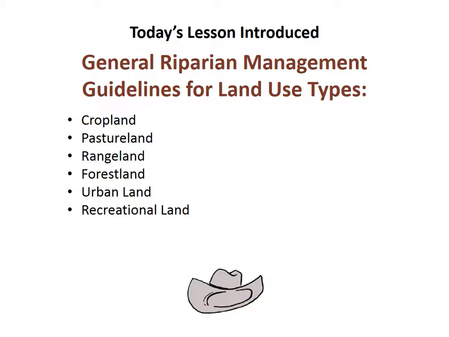Today's lesson introduced general riparian management guidelines for land use types. These land use types included cropland, pastureland, rangeland, forest land, urban land, and recreational land.